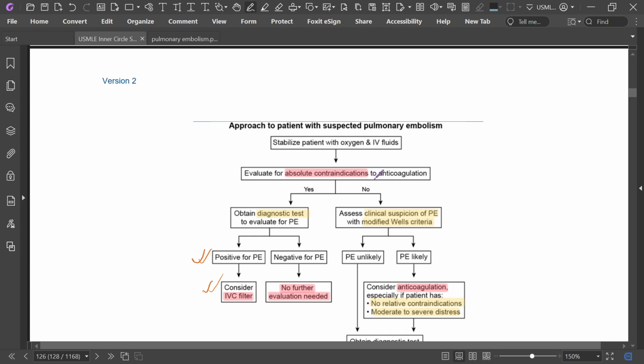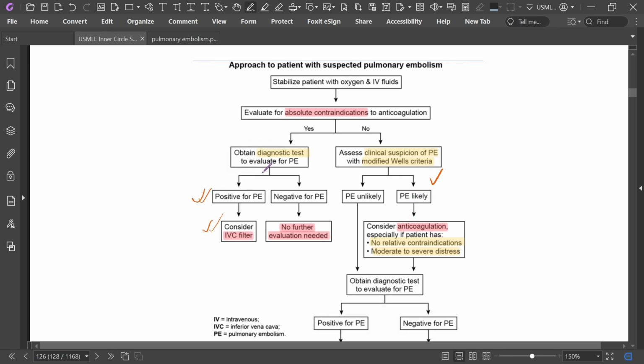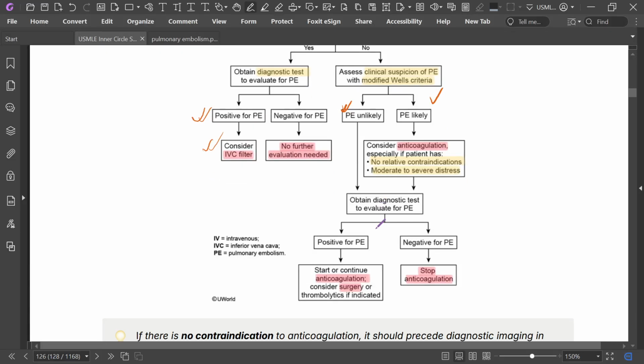Evaluate for absolute contraindication to anticoagulation. If it is no, assess clinical suspicion of PE with modified Wells criteria. If PE likely, consider anticoagulation, especially if the patient has no relative contraindication, with moderate to severe distress. If PE unlikely, obtain a diagnostic test to evaluate for PE. If positive for PE, start and continue anticoagulation, consider surgery or thrombolysis if indicated. If negative for pulmonary embolism, stop anticoagulation.